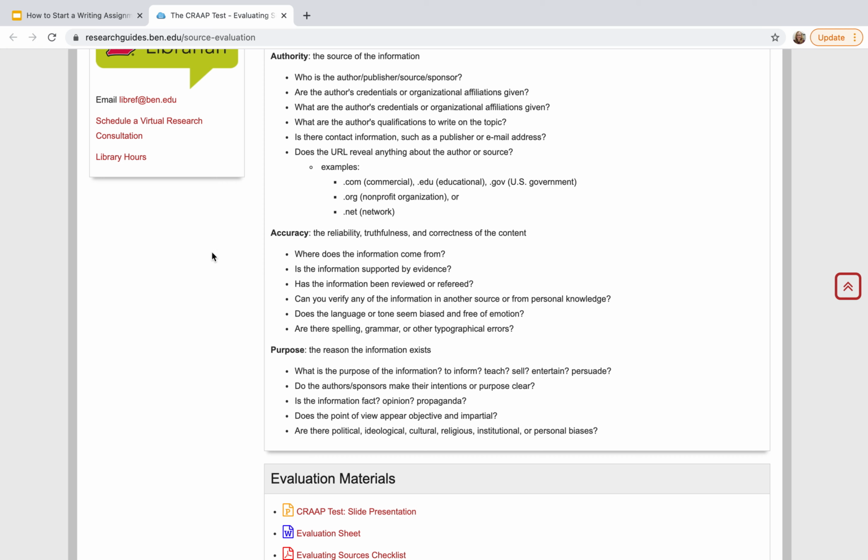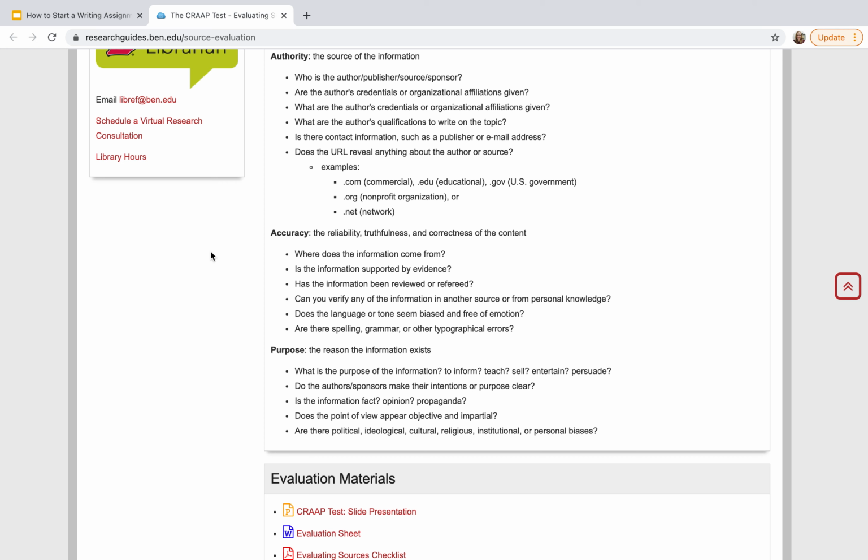Then accuracy, the reliability or truthfulness of the content. If an article presents information that seems too good to be true or seems to be at odds with other sources you have read, you want to really examine it to look at where does the information come from? Is it supported by evidence? Has this information been reviewed by an outside source?